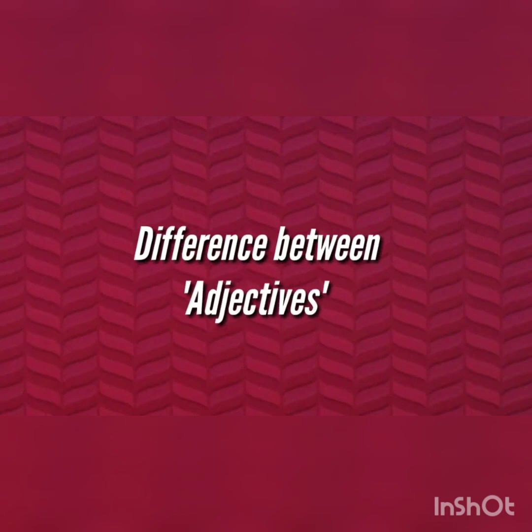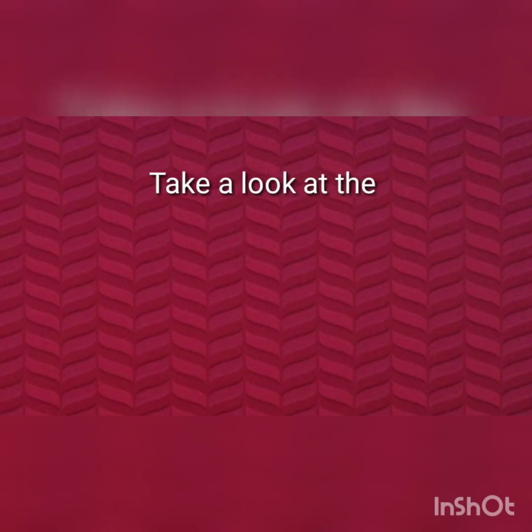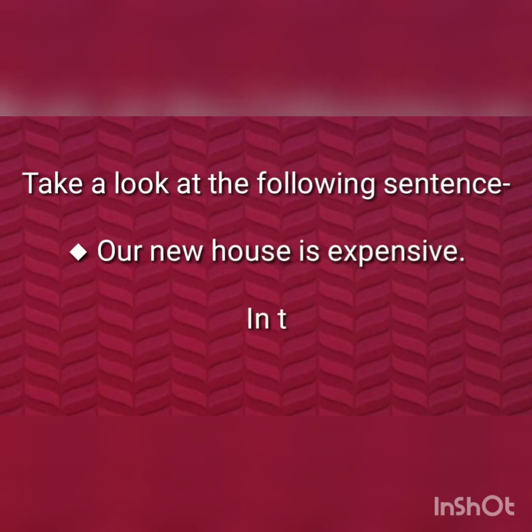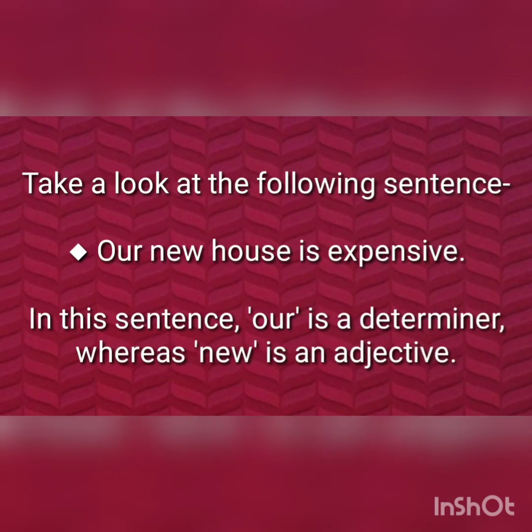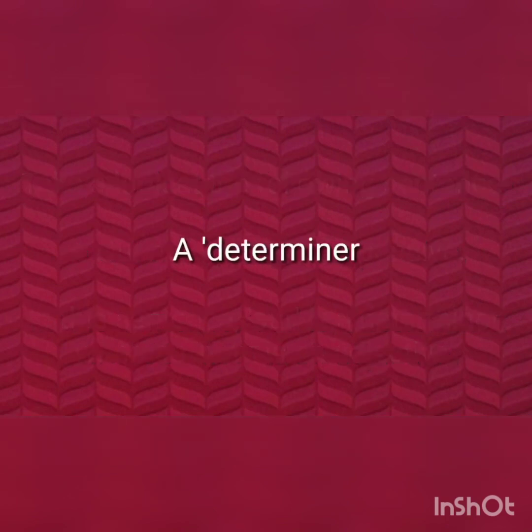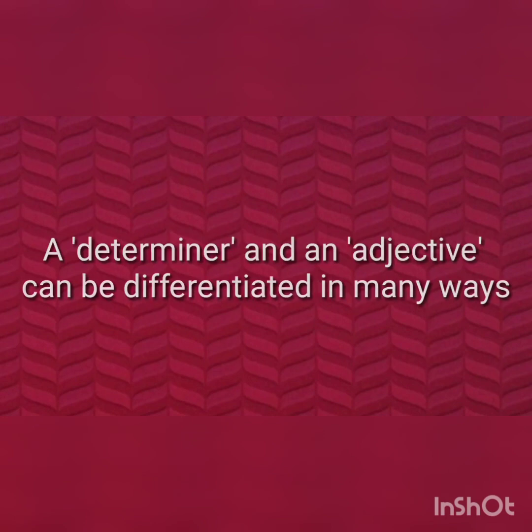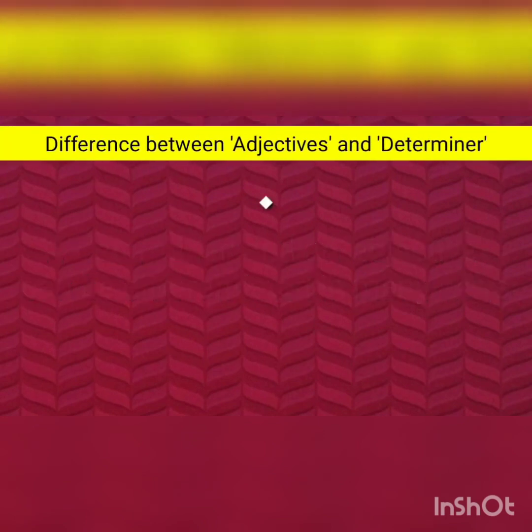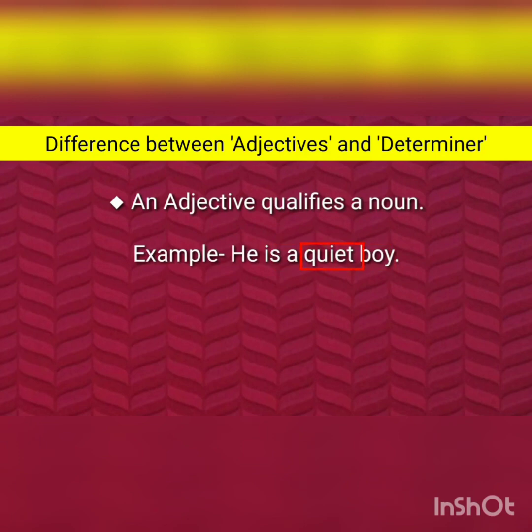Now let us learn the difference between adjectives and determiners. Take a look at the following sentence. Our new house is expensive. Here, our is a determiner whereas new is an adjective. A determiner and an adjective can be differentiated in many ways. An adjective qualifies a noun. For example, he is a quiet boy. Here, quiet is an adjective.